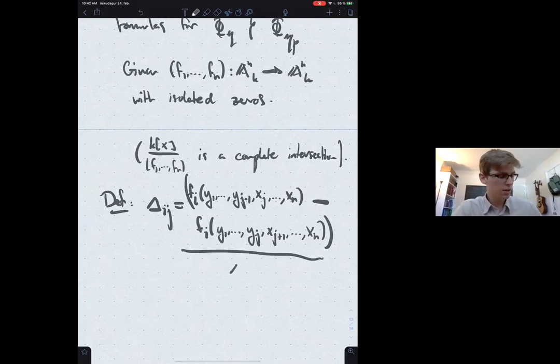And then I'm going to divide all of that by xj minus yj. So this looks like the Bézoutian that we saw in Kazanov's approach, but this is just for specific i and j.